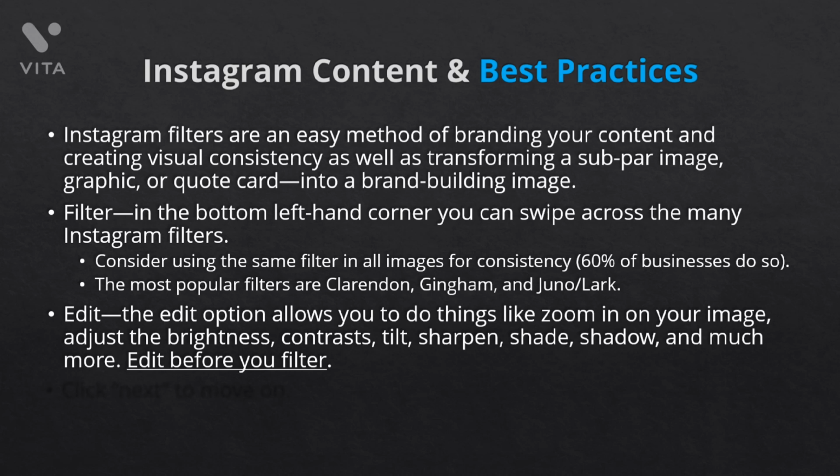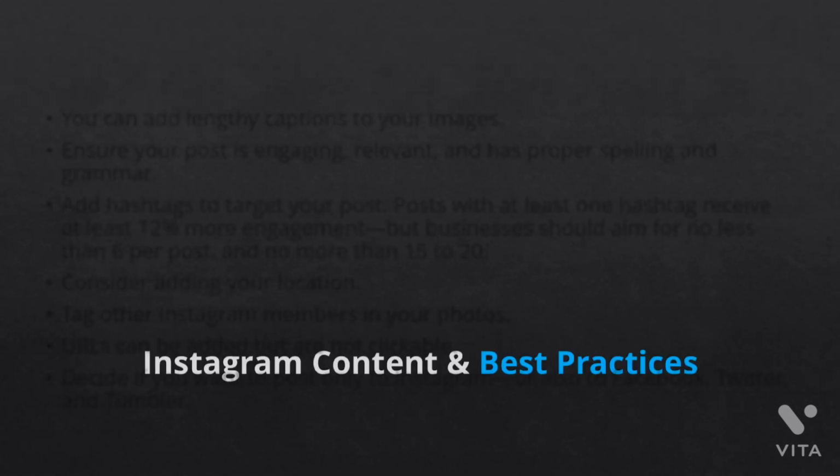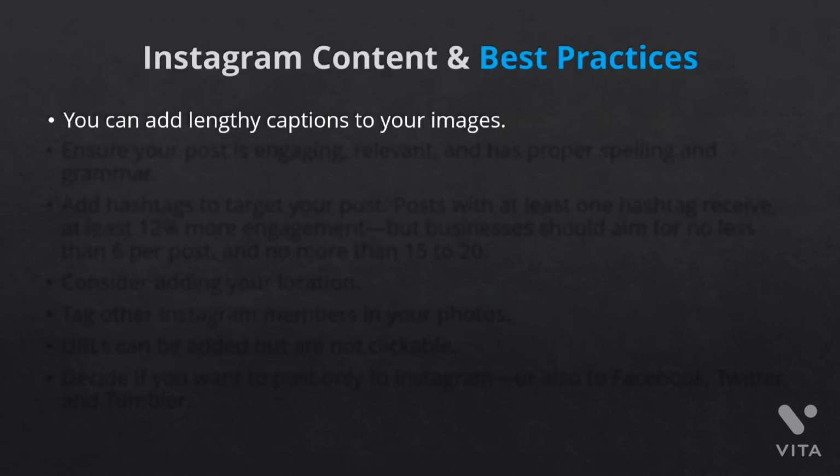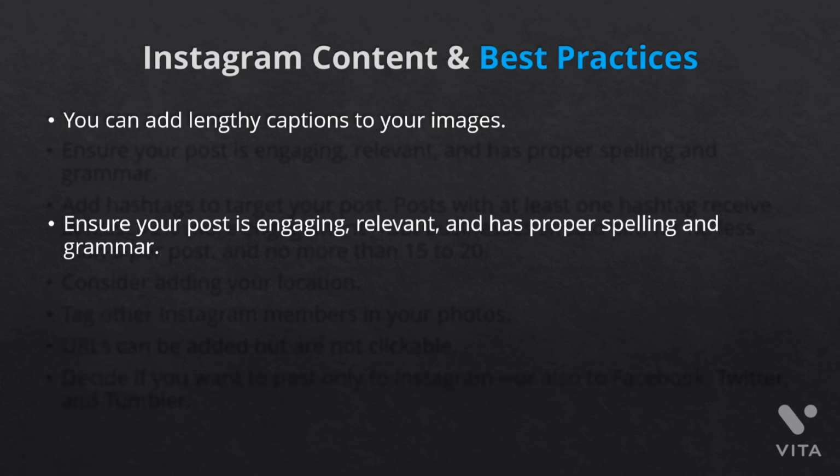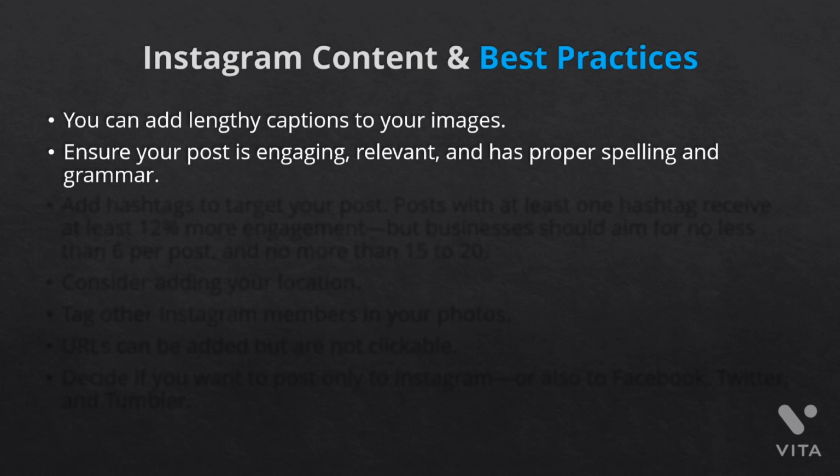Once you've edited and filtered your post, click on Next in the upper right-hand corner. Now we move on to prepping your post. We start off by typing in a post caption. While your profile limits you to just 150 characters, you can add multiple paragraphs to your post caption, but don't feel the need to. You need to make sure that your post is engaging, relevant, and has proper spelling and grammar. Feel free to add a few relevant emojis.